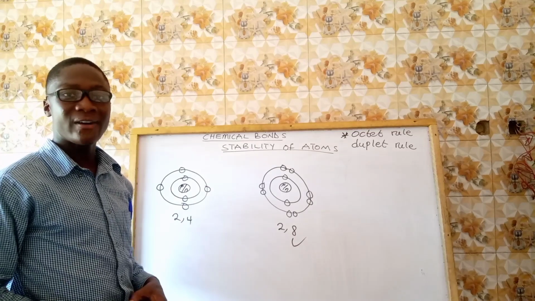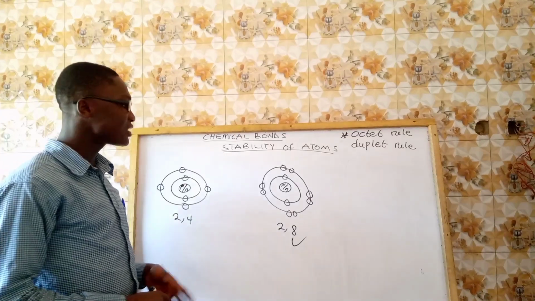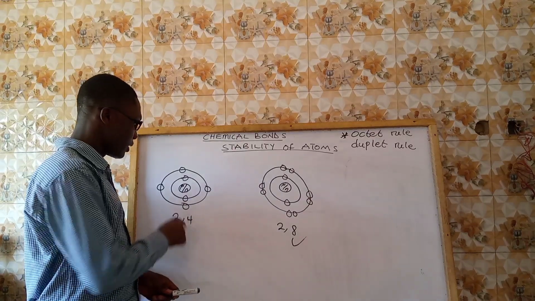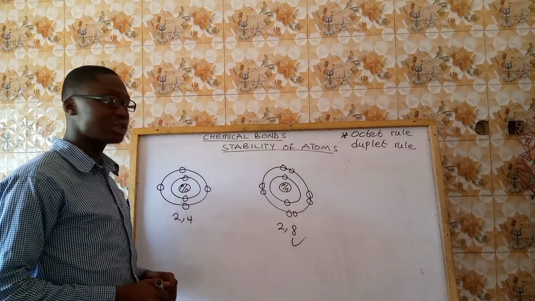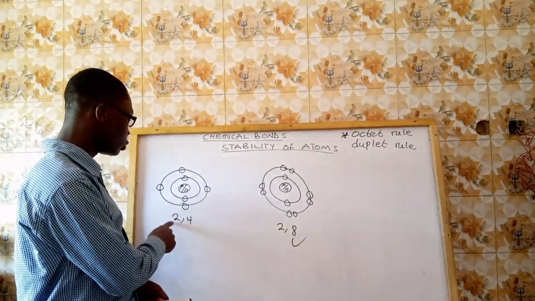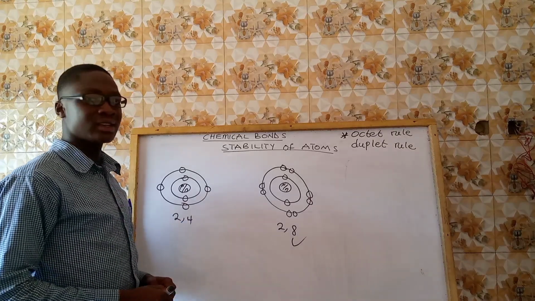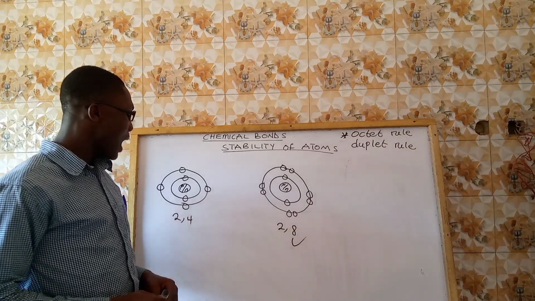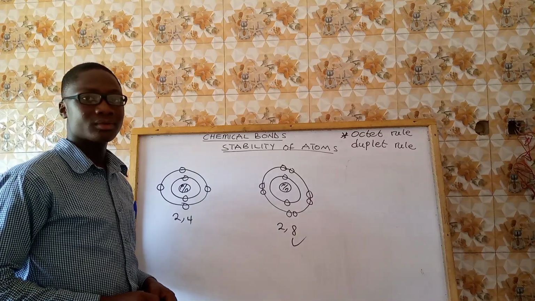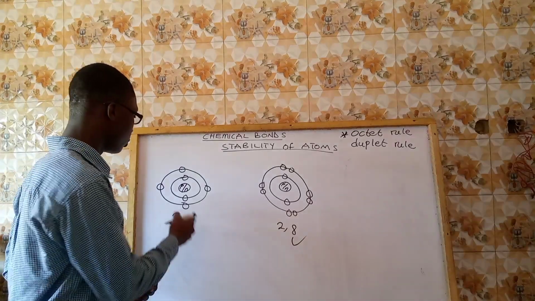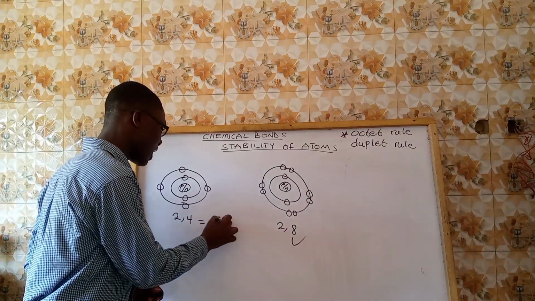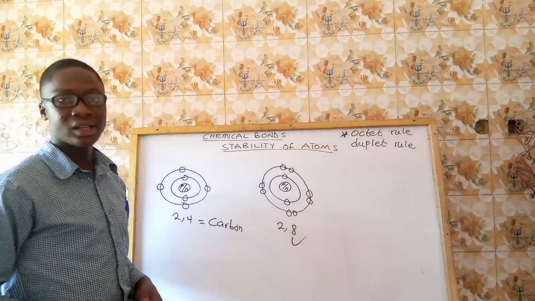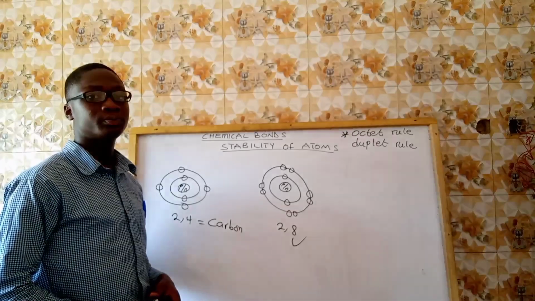Now let's identify these atoms. What are these atoms? With the configuration, you can just know the atoms. So you have 2 plus 4, 6. Which atom has the atomic number of 6? It's carbon. So we have this to be carbon atom. So it means that carbon is an unstable atom.